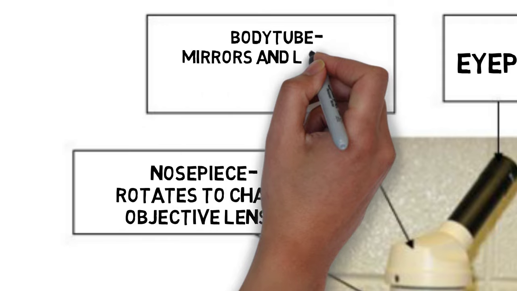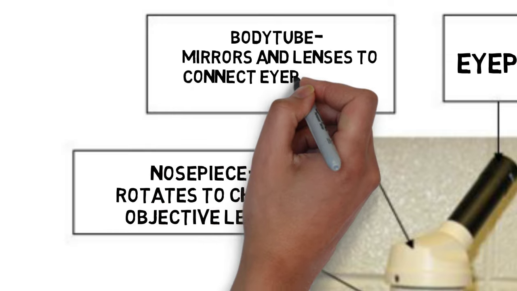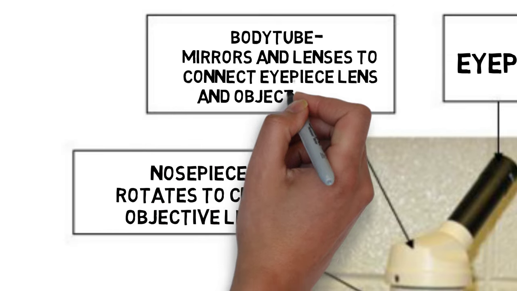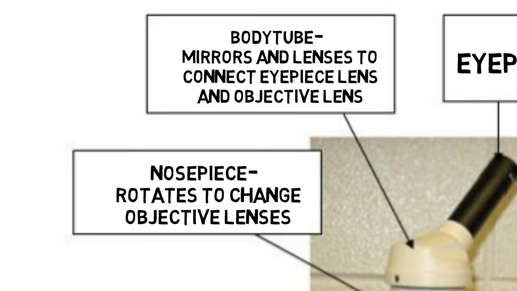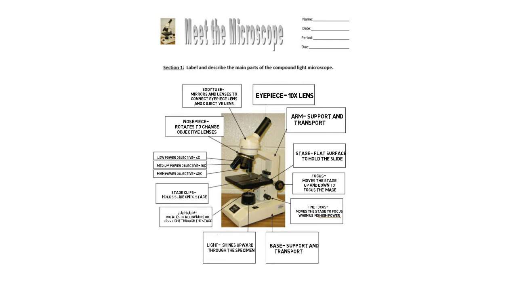Last but not least is the body tube. This just has mirrors and lenses to connect the eyepiece to the objective lenses. And that's the 12 main parts of the microscope.